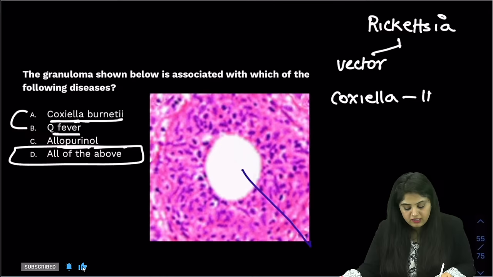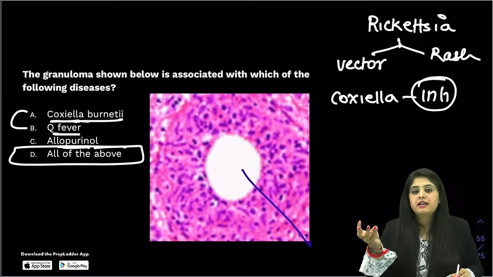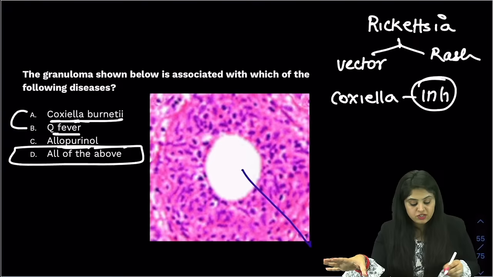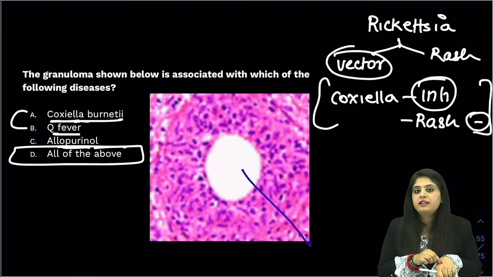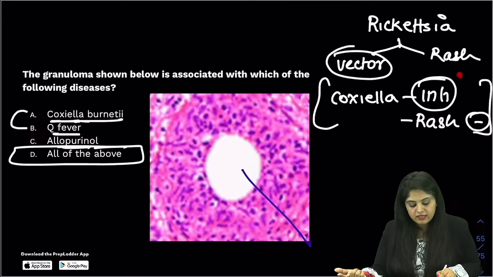All of these said that we will have a rash: typhus has a rash, Rocky Mountain spotted fever has a rash, all the typhus group have a rash. But Coxiella, which is Q fever, says that I will not have a rash. It's all separate and different. The basic concept is that when your vector bites, only then a rash will occur. When a tick bites, a rash will occur. When no tick bites, no rash will occur. So in Coxiella, when there is no bite, there is no rash. That is the concept.